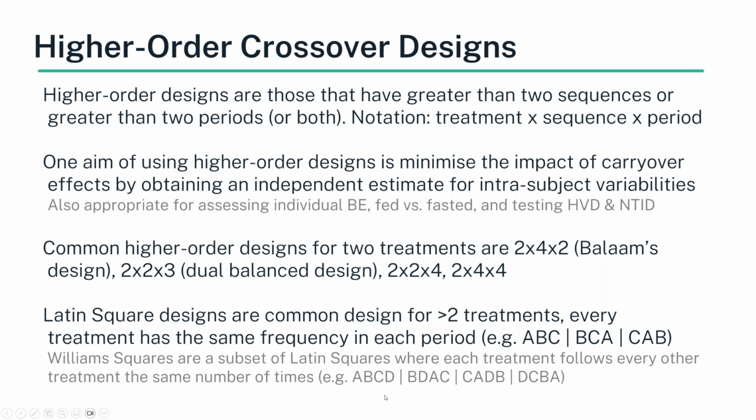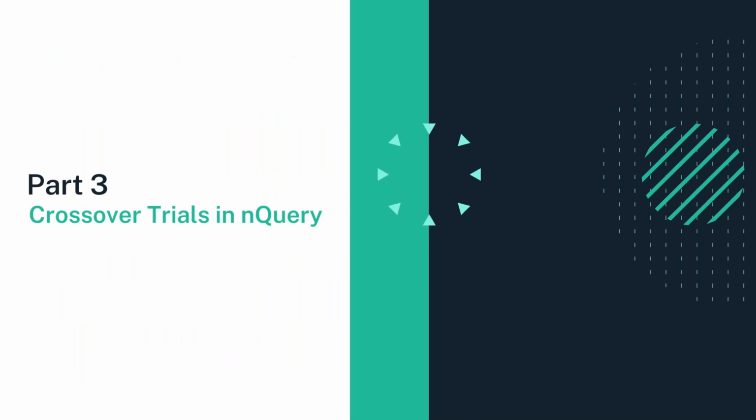But what we can show as well is that B will follow A once, B will follow D once, and B will follow C once. And then A will follow D once, A will follow C once, and A will follow B once. And so again, this is considered to be an optimal design, and again, well suited to testing carryover effects. So now that we've covered the theory, we're going to move over and look at some practical examples in nQuery.